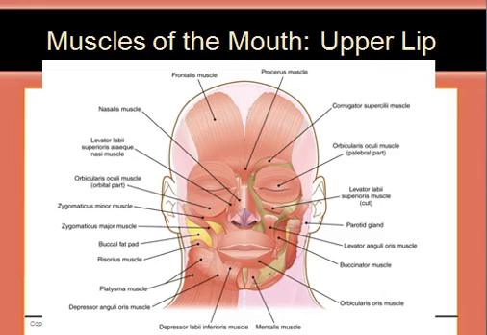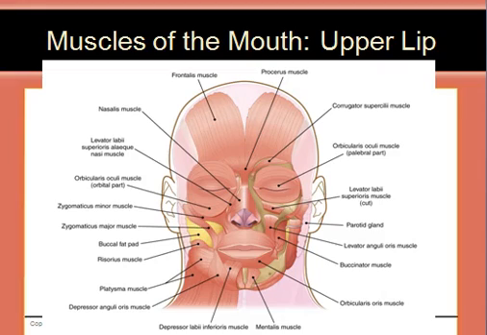The muscles of the upper lip include the orbicularis oris, which surrounds the mouth and acts to close, compress, and pucker the lips. The risorius muscle originates in the fascia over the parotid gland and inserts into the corner of the mouth. It acts to pull the corners of the mouth laterally. The zygomaticus major muscle originates in the zygomatic bone and inserts in the corner of the mouth. It acts to elevate the corners of the mouth.